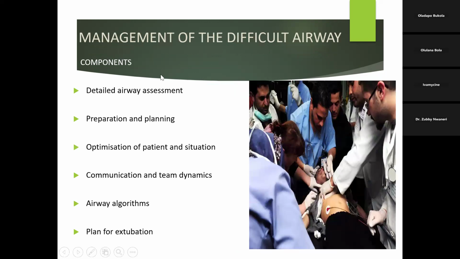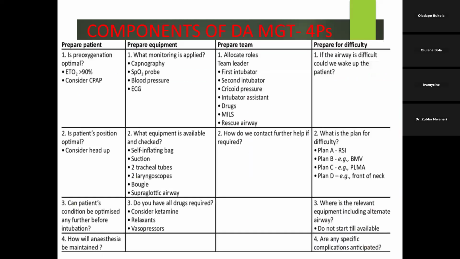So the management of difficult airway has different components, and these include a detailed airway assessment, like we have said. Today we're going to be going through preparation and planning, optimization of the patient and the situation, communication and team dynamics, airway algorithms, and our plan for extubation. The components can also be remembered by 4 Ps. The first P is prepare your patient.